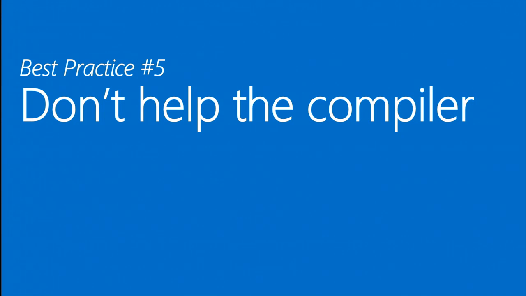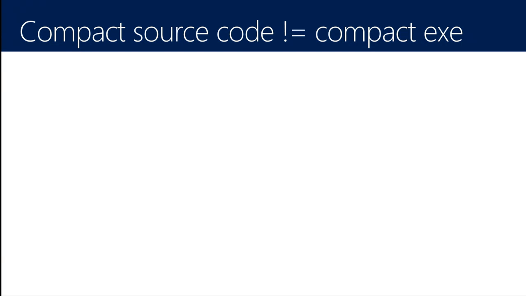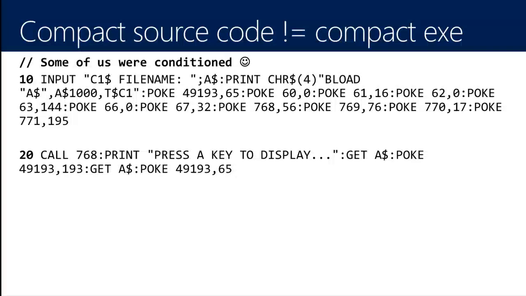Don't help the compiler. This is something else that was surprising to me. Compact source code doesn't equal compact executable. Some of us were conditioned to think that this was the case. Anybody recognize what this is, and then for bonus, what it does? Shout out to Apple IIGS people. This is a two-liner that loads a super high-res image to the screen.